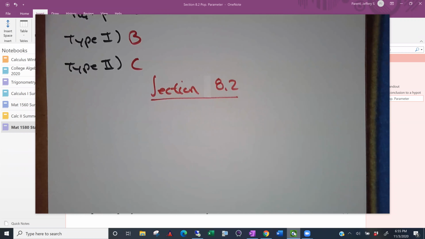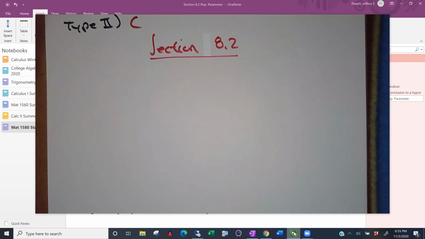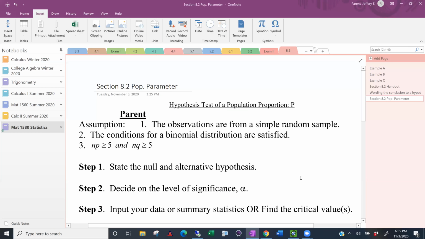So in section 8.2, we're actually going to put to work all that stuff we did in section 8.1 about formulating a hypothesis, finding a p-value, and then making a decision based on that p-value to reject or fail to reject. Now, the process that we're going to follow is going to pretty much go along with the same 6 steps that I've outlined here in this handout.